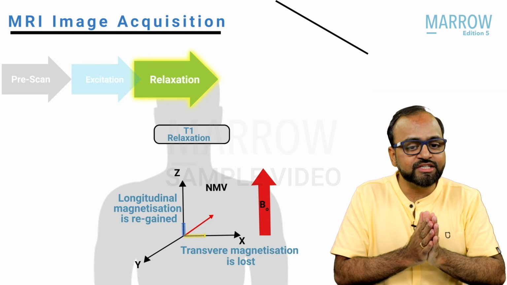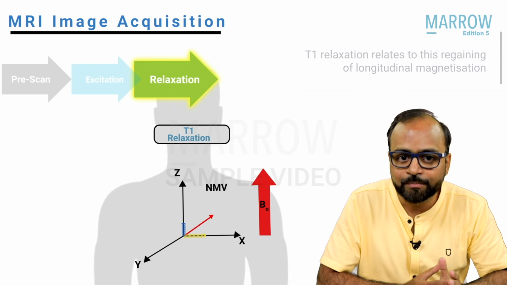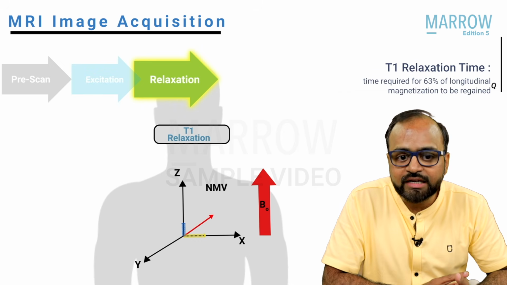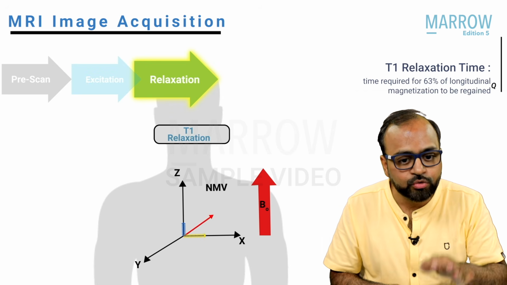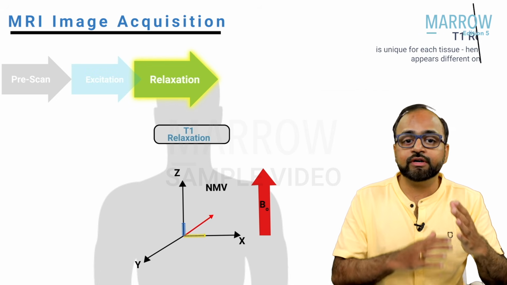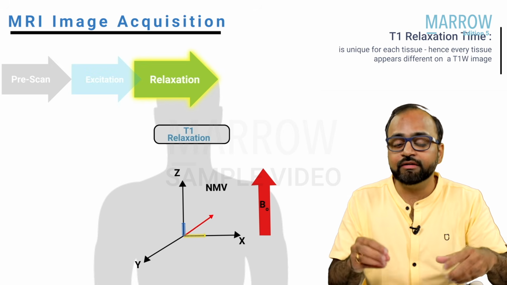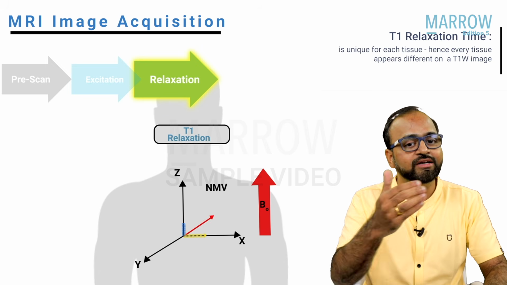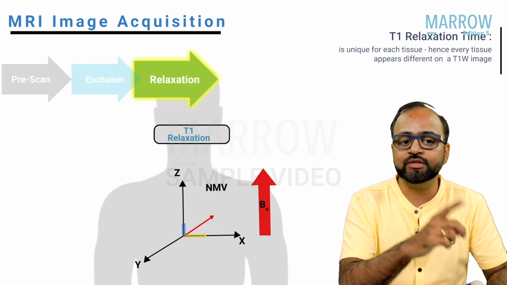So what is T1 relaxation time? T1 relaxation is this coming back of the vector to the Z plane. T1 relaxation time is a time constant. It is defined as the time required for 63% of the longitudinal magnetization to be regained, that is along the blue arrow. Now remember that this T1 relaxation time is different for different tissues, and therefore if we scan at a particular time, each tissue has had a different degree of T1 relaxation, and therefore each tissue appears different from one another in T1 weighted images. So this coming back of the vector along the z-axis is called T1 relaxation.